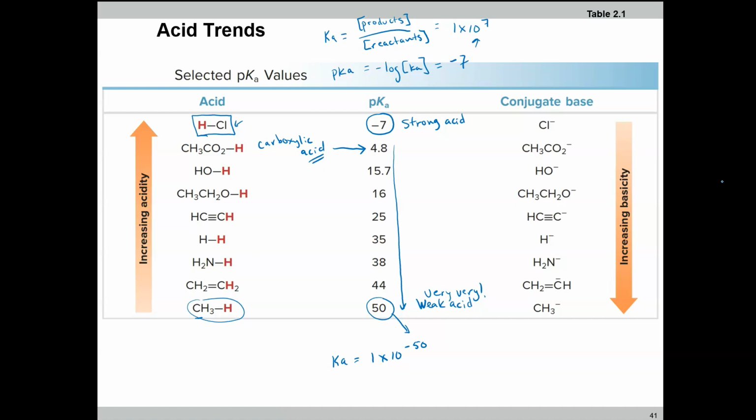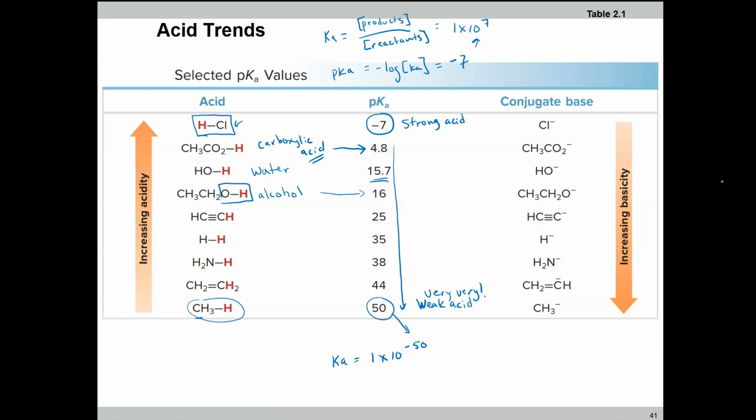If we're just looking at water, we can see that the pKa, just as a reference point, carboxylic acid, is a stronger acid than water. And this is kind of a good reference point. 15.7 is the pKa for water. Now, if we're looking at this group, it is an alcohol group. And we can see that the pKa here is 16. So this is weaker than water.